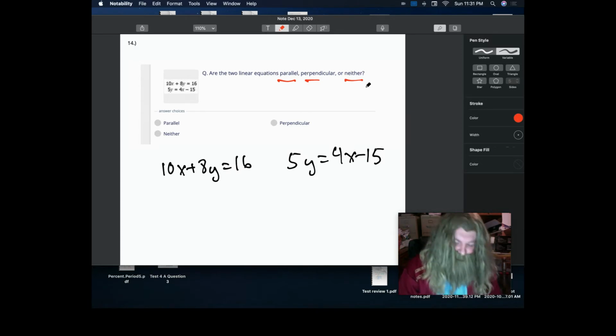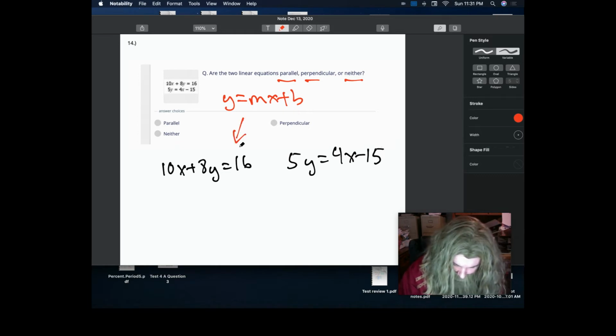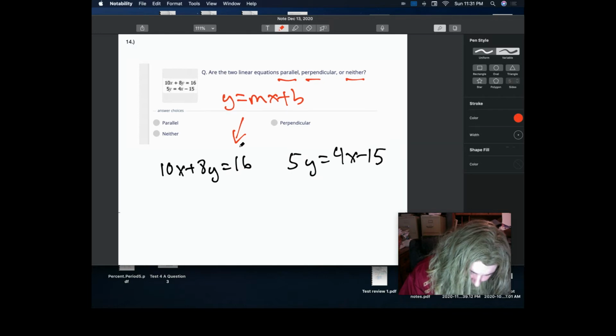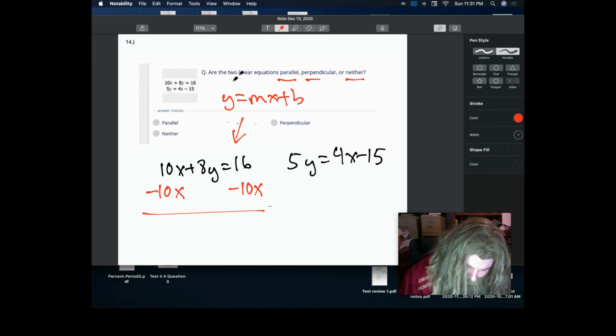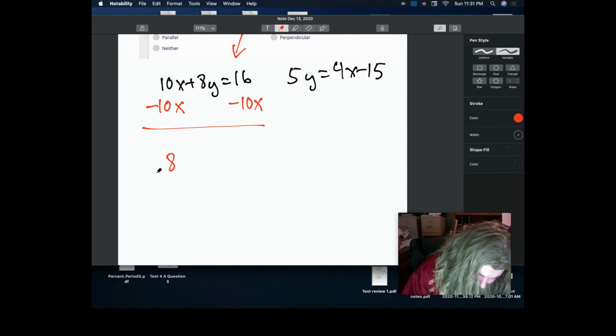That's right. y equals mx plus b. We must put it in this format. Let us put this first one in that format. So I will first move what? I hope you said minus 10x. Because the goal is to get y by itself. Notice y here is by itself. It must be by itself.